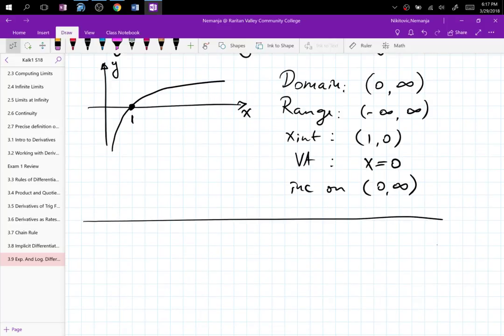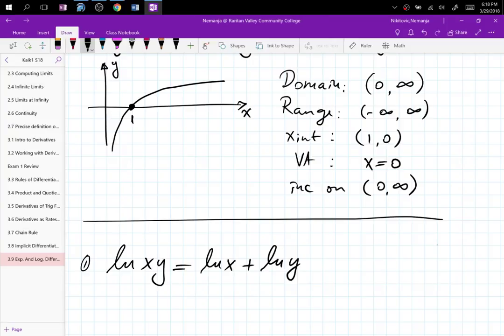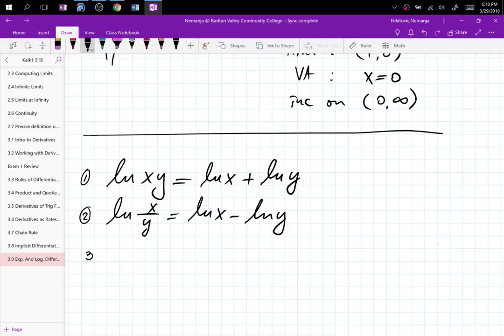Formulas to expand or compress when you have multiple logs given. You can use log, you can use ln, it's all the same, doesn't matter, so let's use ln's. ln of x times y is ln x plus ln y, so that's number 1. Number 2, ln x over y is ln x minus ln y. And number 3, ln x raised to the power p is p ln x.